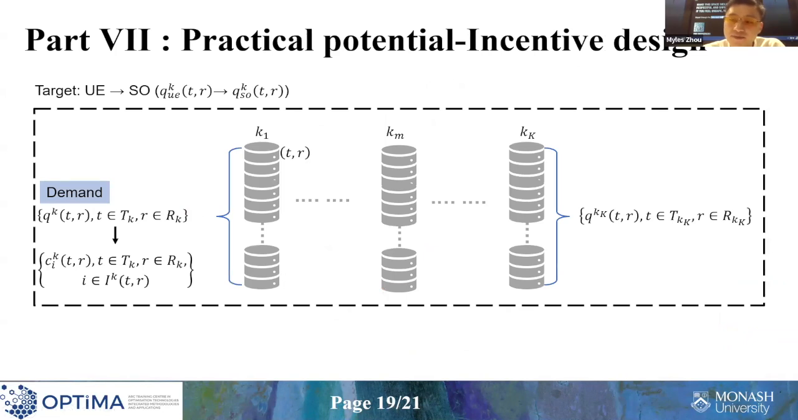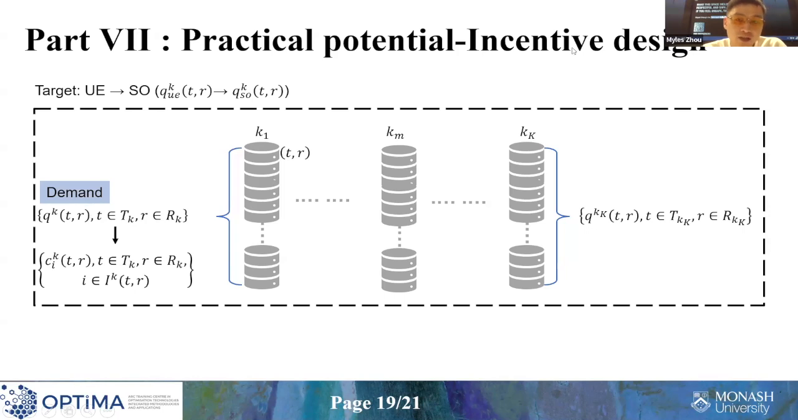The last practical implementation of our models is the incentive design. As we mentioned before, user equilibrium solutions and system optimal solutions can be used to guide the incentive design. But how? As we mentioned before, both the user equilibrium modeling and the system models use the relationship between the Q and C, the travel cost.